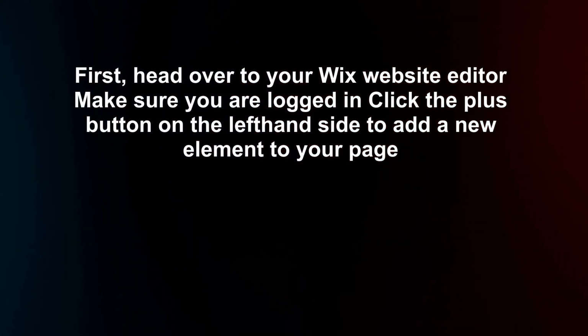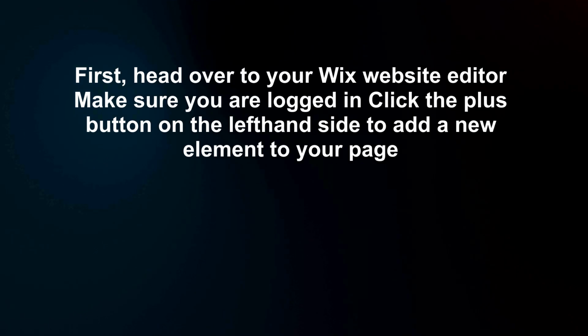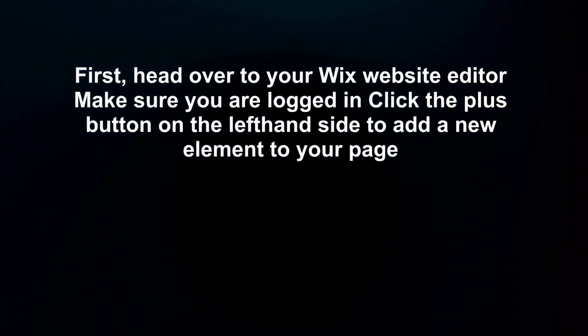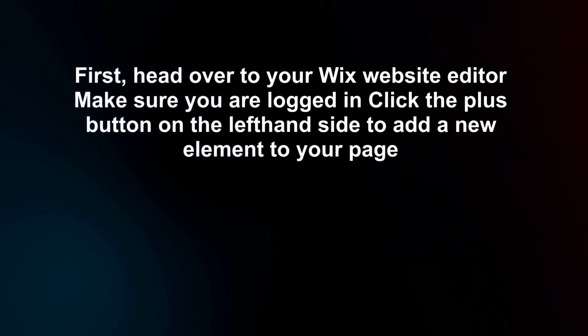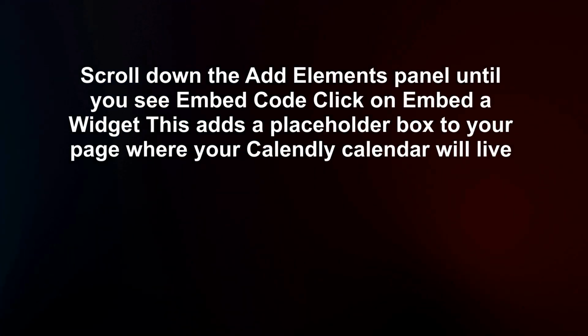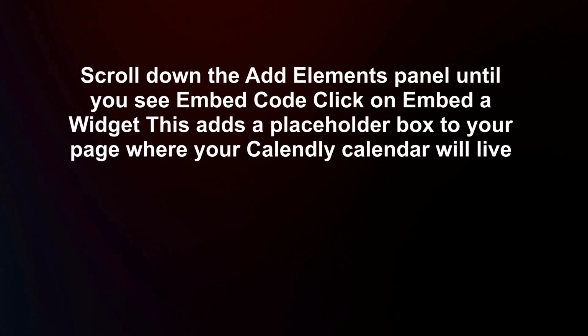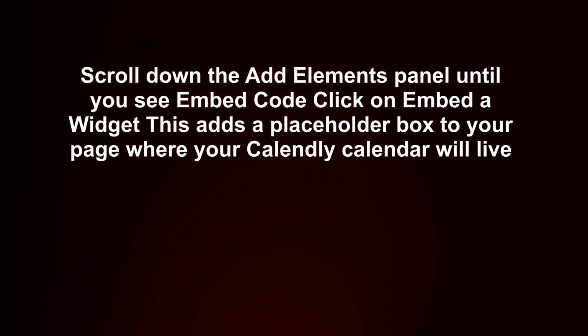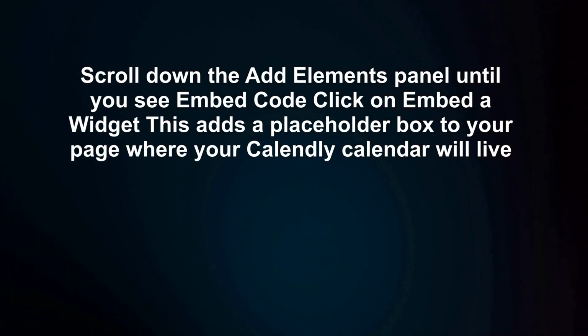First, head over to your Wix website editor. Make sure you are logged in. Click the plus button on the left-hand side to add a new element to your page. Scroll down the Add Elements panel until you see Embed Code. Click on Embed a Widget. This adds a placeholder box to your page where your Calendly calendar will live.